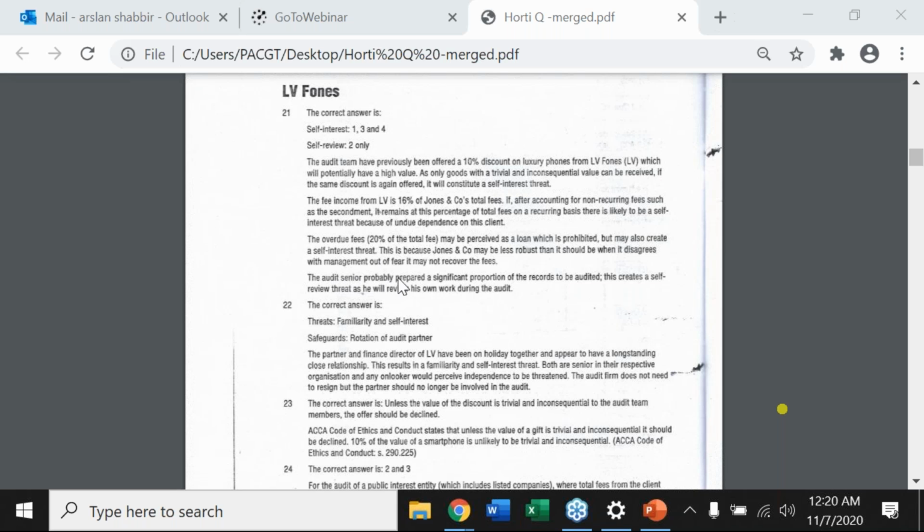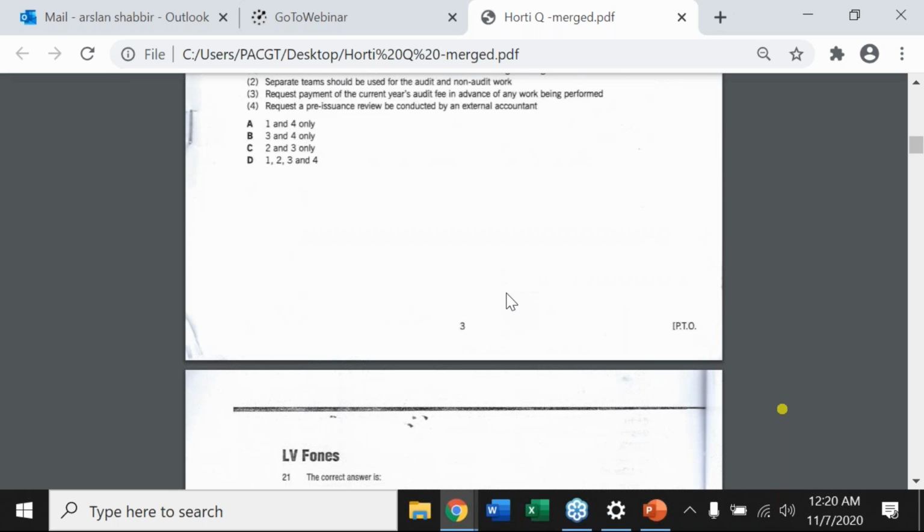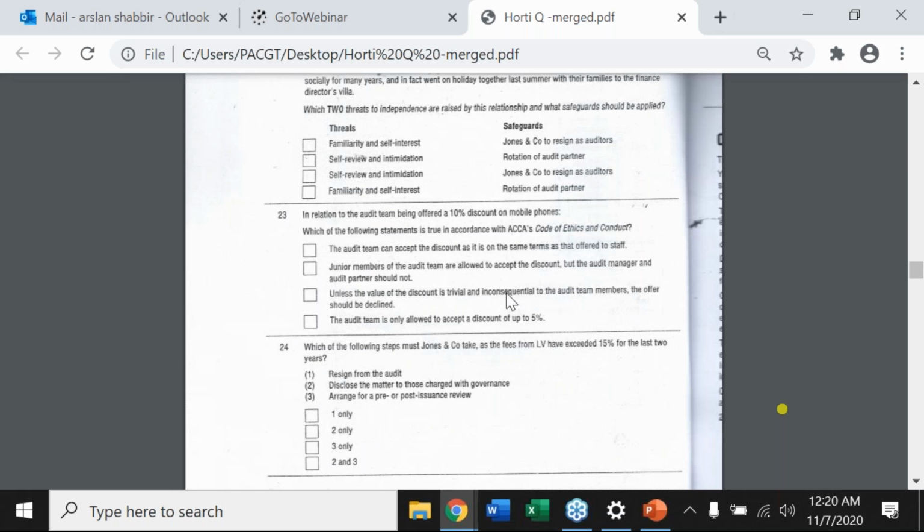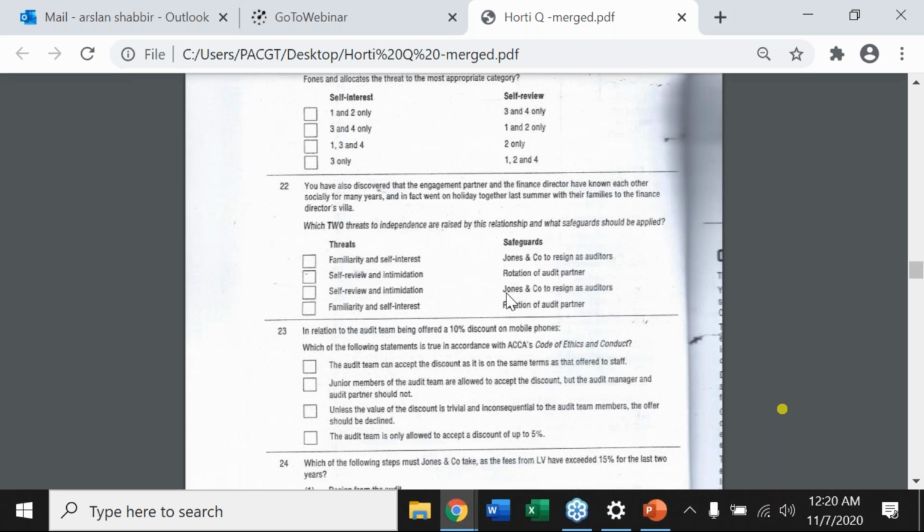The audit senior probably prepares a significant proportion of the records to be audited. This creates a self-review threat, as he will be reviewing his own work during the audit. So that's a self-review threat, and the remaining 1, 3, and 4 are the self-interest threat. So most of the students are right.